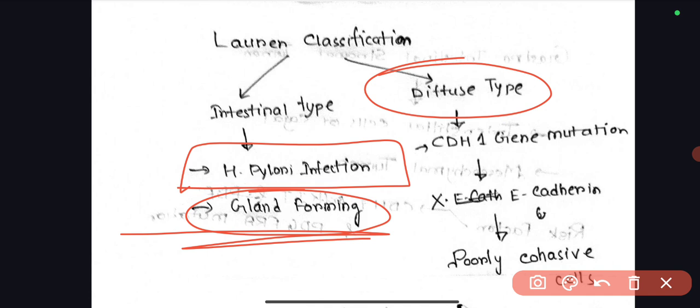But the diffuse type is mainly familial. It mainly originates because of genetic mutation. CDH1 gene mutation is the main reason for this.